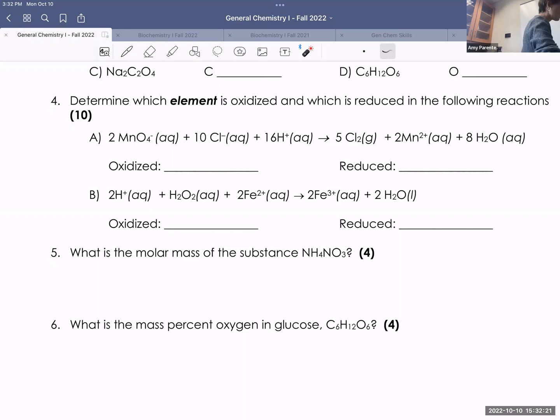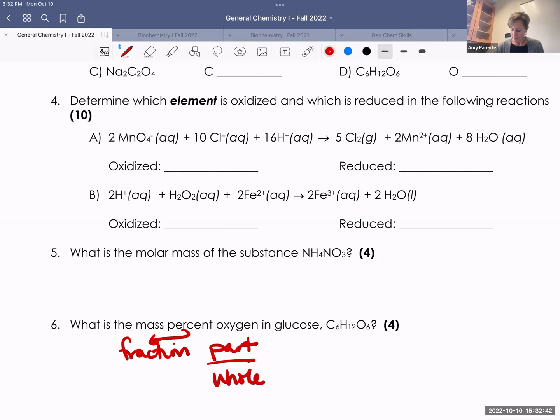So, writing out here what I said in words: we want to think about when we see percent. When you see percent, I want you to think fraction, and I also want you to think part over whole. So my whole here is going to be C6H12O6, all of the glucose. And then my part is just going to be the O6, those 6 oxygens.